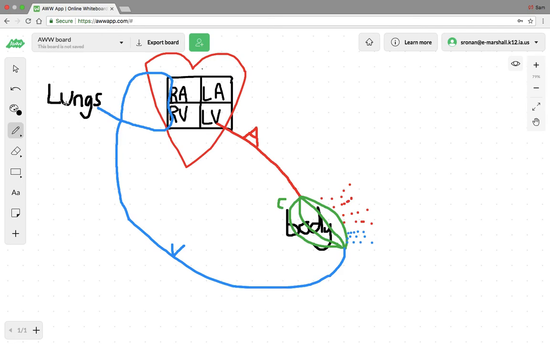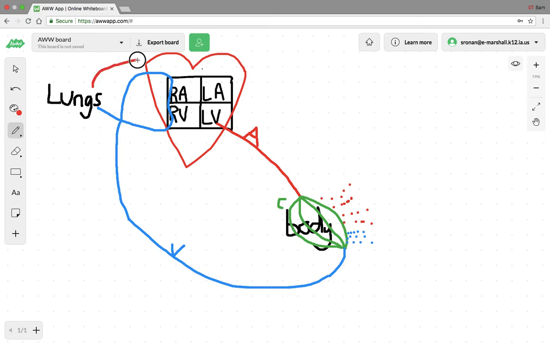So what happens in our lungs? We breathe out that carbon dioxide. What also happens in our lungs is we breathe in oxygen. So the capillaries in our lungs will take that oxygen, and we're continuing the cycle.